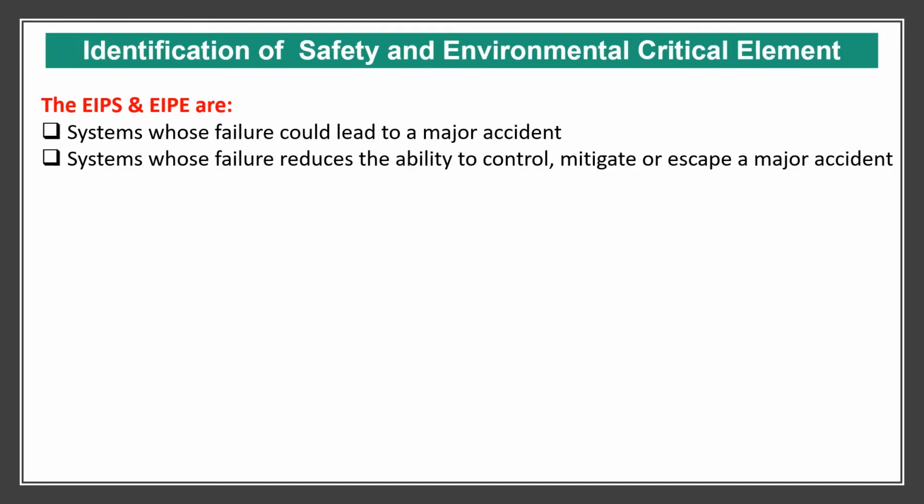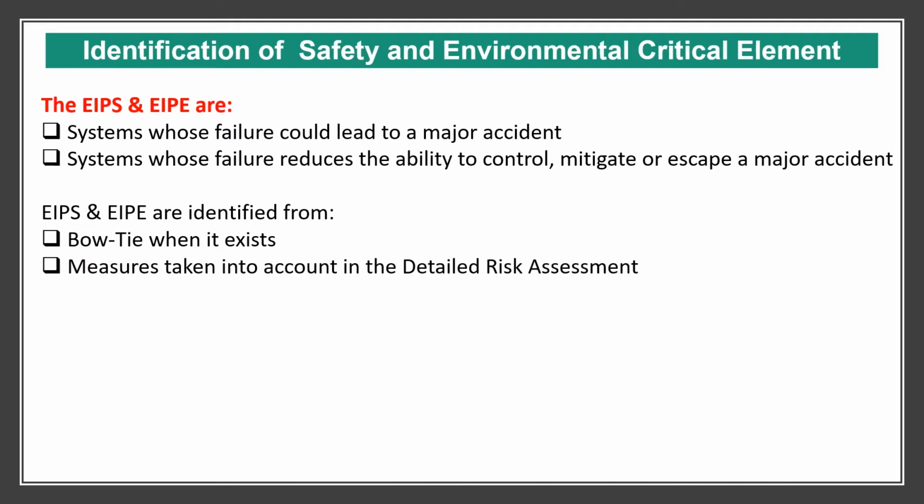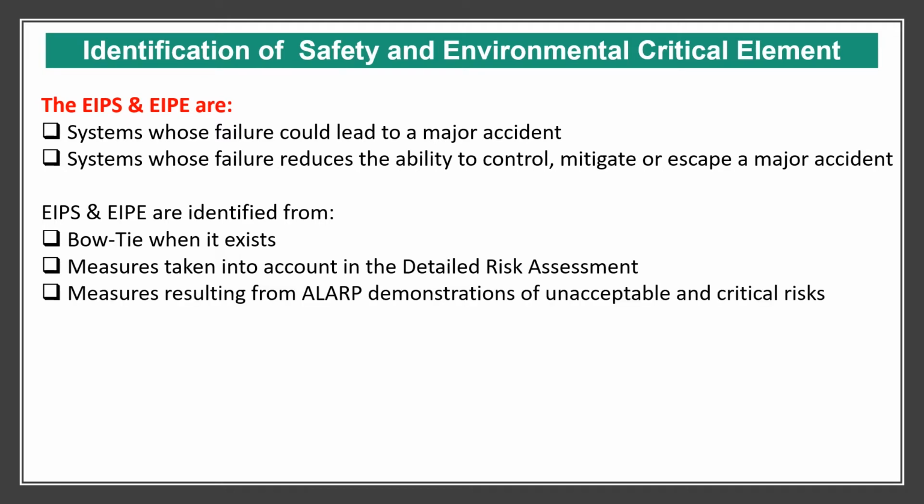Safety critical elements are systems whose failure could lead to a major accident, and also those systems whose failure reduces the ability to control, mitigate, or escape from a major accident. How do we identify them? By Bowtie analysis when it exists, when measures are taken into account in the risk reduction workshop in the detailed risk assessment, or measures resulting from alarm demonstration of unacceptable and critical risk.